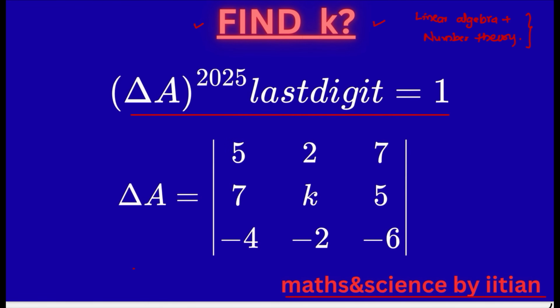the value of k if the determinant of the 3 by 3 matrix, which can be found from linear algebra basics, if that determinant is raised to an exponent of 2025, a very large number. If the last digit of that particular exponent is equal to 1 and in the determinant there is one unknown k, we have to find the value of k such that the determinant to the power of 2025, the last digit of it is equal to 1.